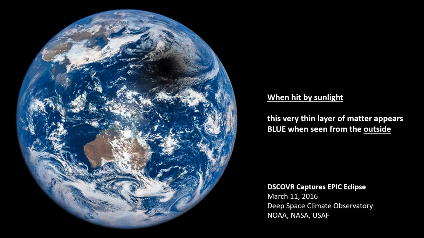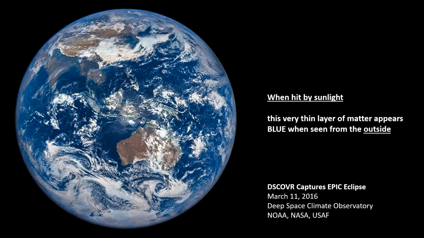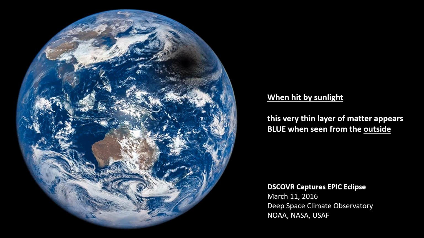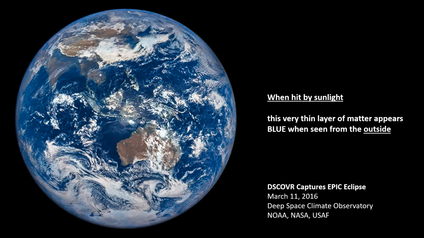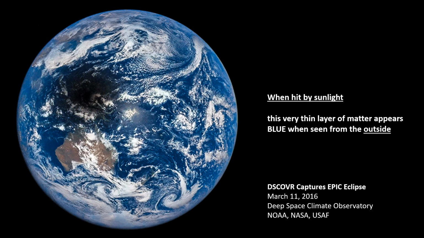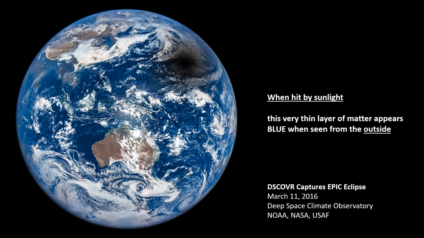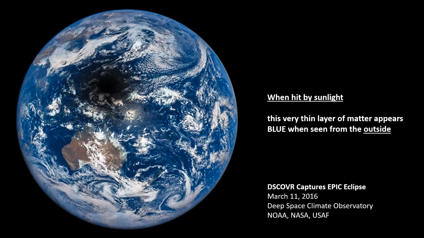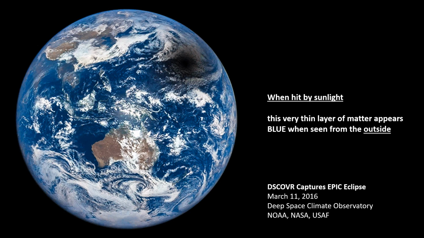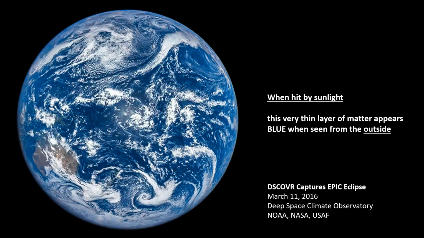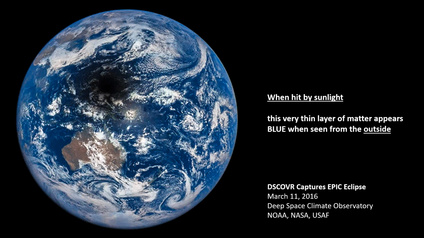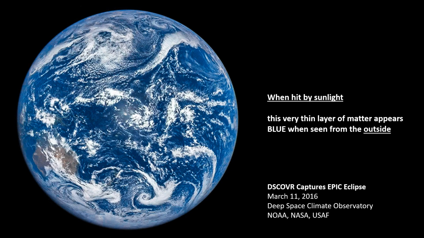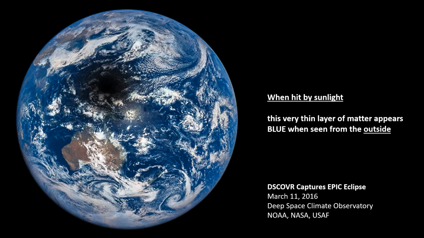But it appears blue when it's hit by sunlight. It appears blue when it's seen from outside. Here in the picture, you see the shadow of the moon. This is an eclipse that we see in the picture. And you see that, that's also called the night. When the sun stops hitting the Earth, this light blue color that emanates from the planet just vanishes.